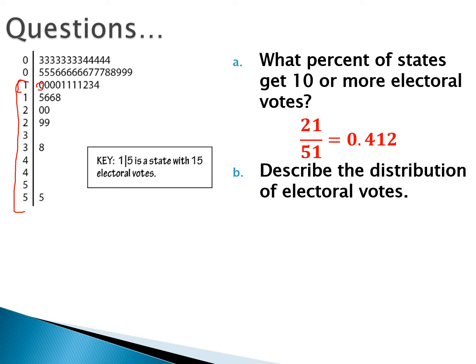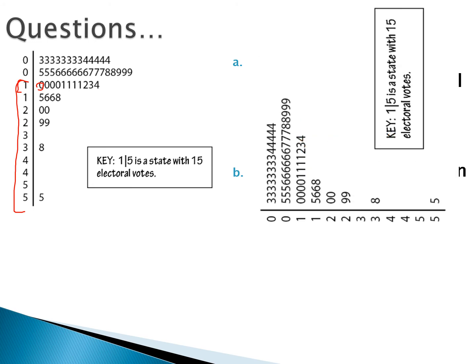Describe the distribution of electoral votes. Here we want to use SOCS: shape, outlier, center, spread. And one of the nice things about a stem plot is that if we take it and flip it on its side, you can see the shape of the distribution. What I mean by that is this one is going to be skewed to the right.